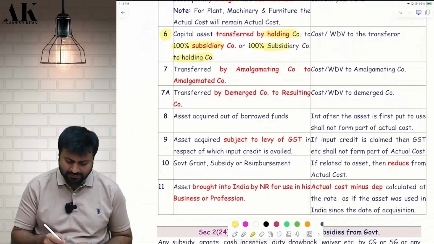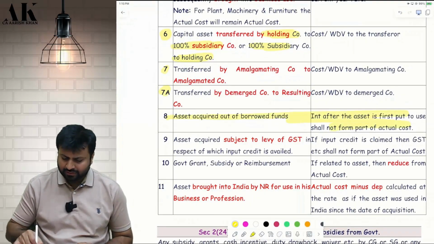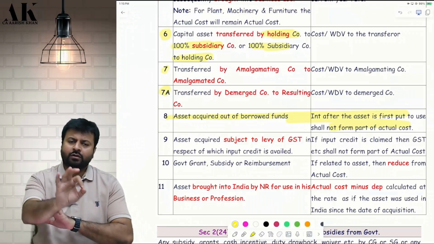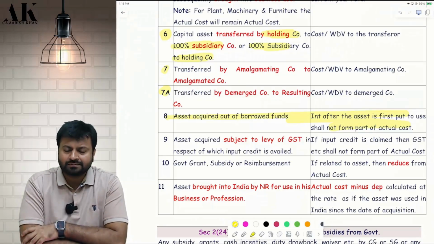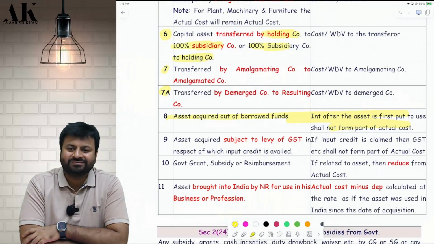Now, this is what explanation 6, 7 and 7A is all about. Explanation 8 we have already done. You can read once if you want. We have already done the definition of actual cost. Once the asset is put to use, then interest cannot come in the asset, right? Then where will the interest go? Revenue expense. It is a revenue expense. Section 36(1)(iii). We will see that section later on in the next part of the chapter.